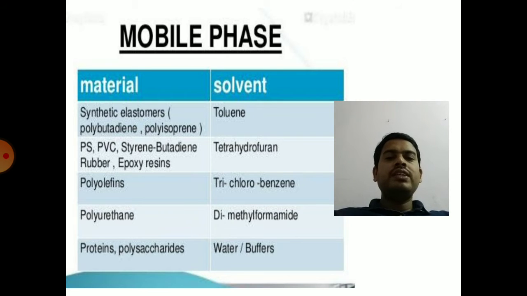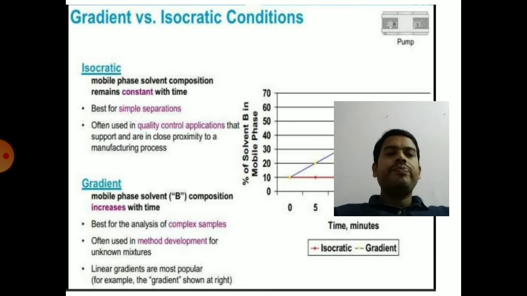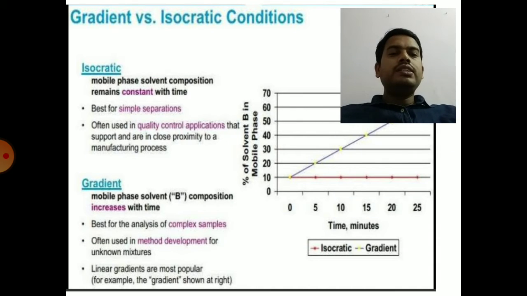For example, if you are using synthetic elastomers, you use toluene as mobile phase. If you are using rubber or epoxy resins as packing material, then you use tetrahydrofuran. If you are using polyolefins, you use trichlorobenzene. If you are using polyurethane, dichloroformate. If you are using proteins or polysaccharides, you use water or buffers. So that is molecular exclusion or size exclusion chromatography.